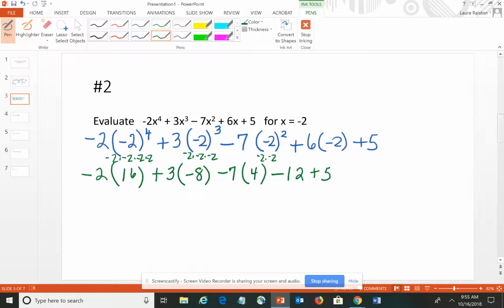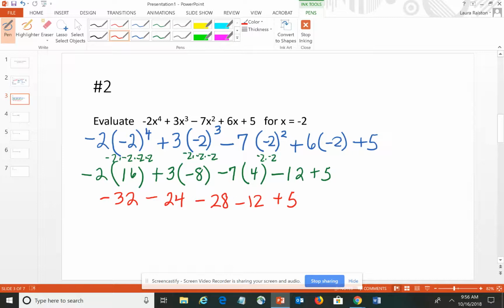Okay, still got some math to do. So negative 2 times 16 is negative 32. 3 times negative 8 is negative 24. Negative 7 times 4 is negative 28 minus 12 plus 5.